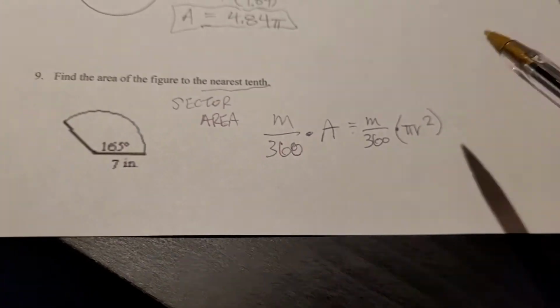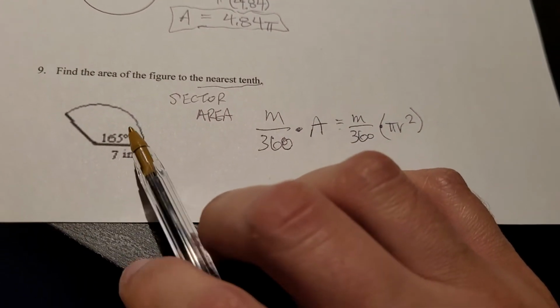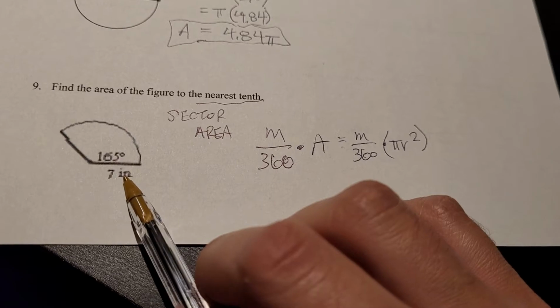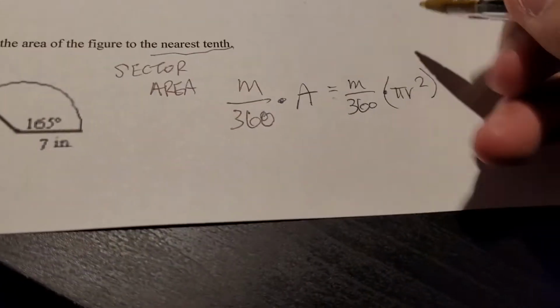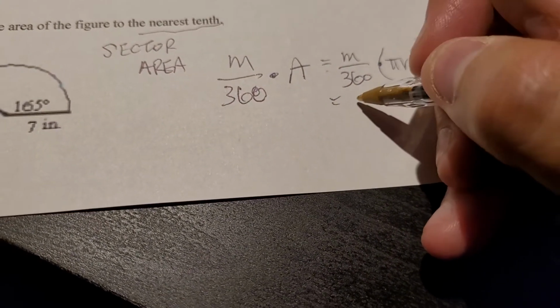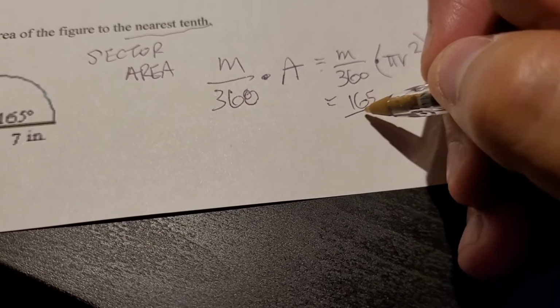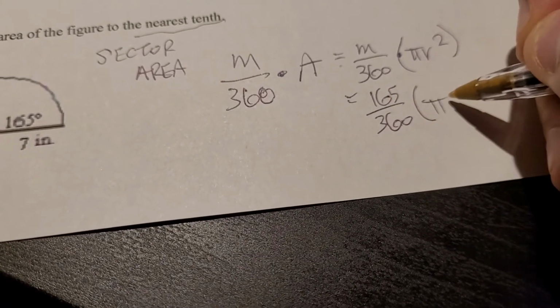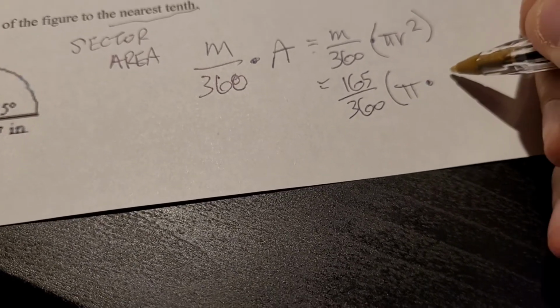Okay, and fortunately, we're given our angle, so there's our m, and here our radius is 7. So if I punch all this in here, I'm just talking about 165 over 360, and then we're just going to multiply this by pi times 7 squared.